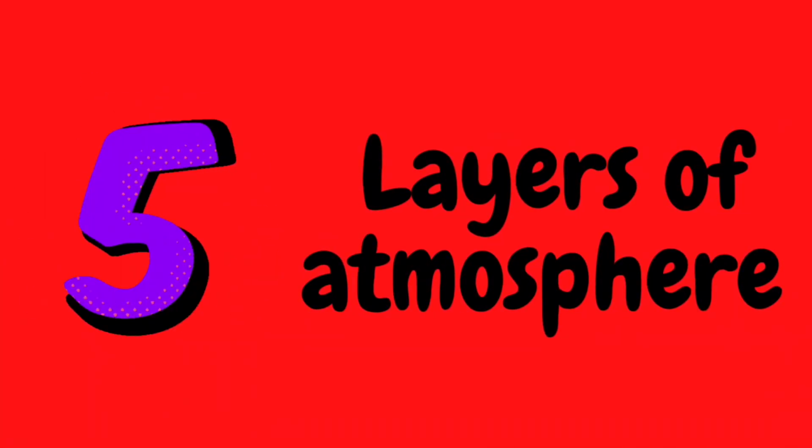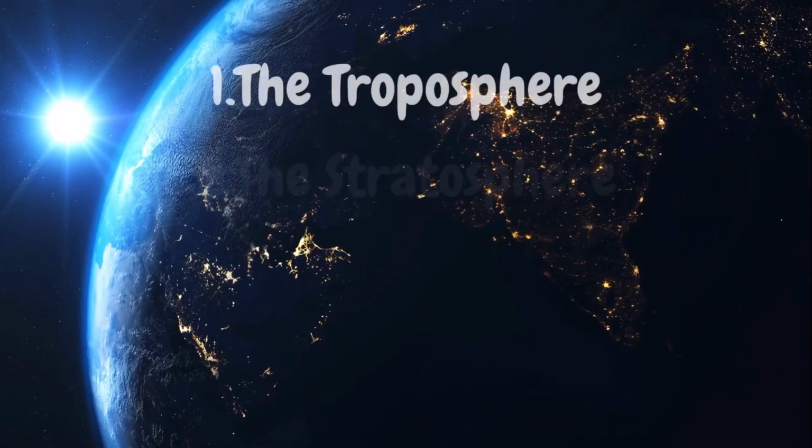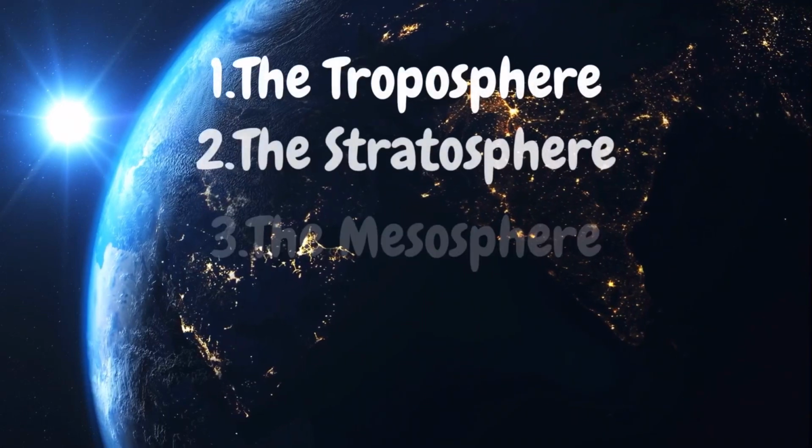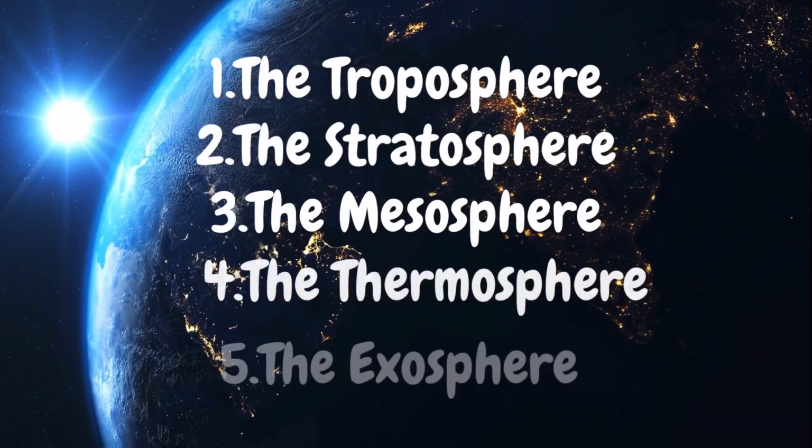This atmosphere has 5 layers. Those are: 1. The Troposphere, 2. The Stratosphere, 3. The Mesosphere, 4. The Thermosphere, and last, 5. The Exosphere.